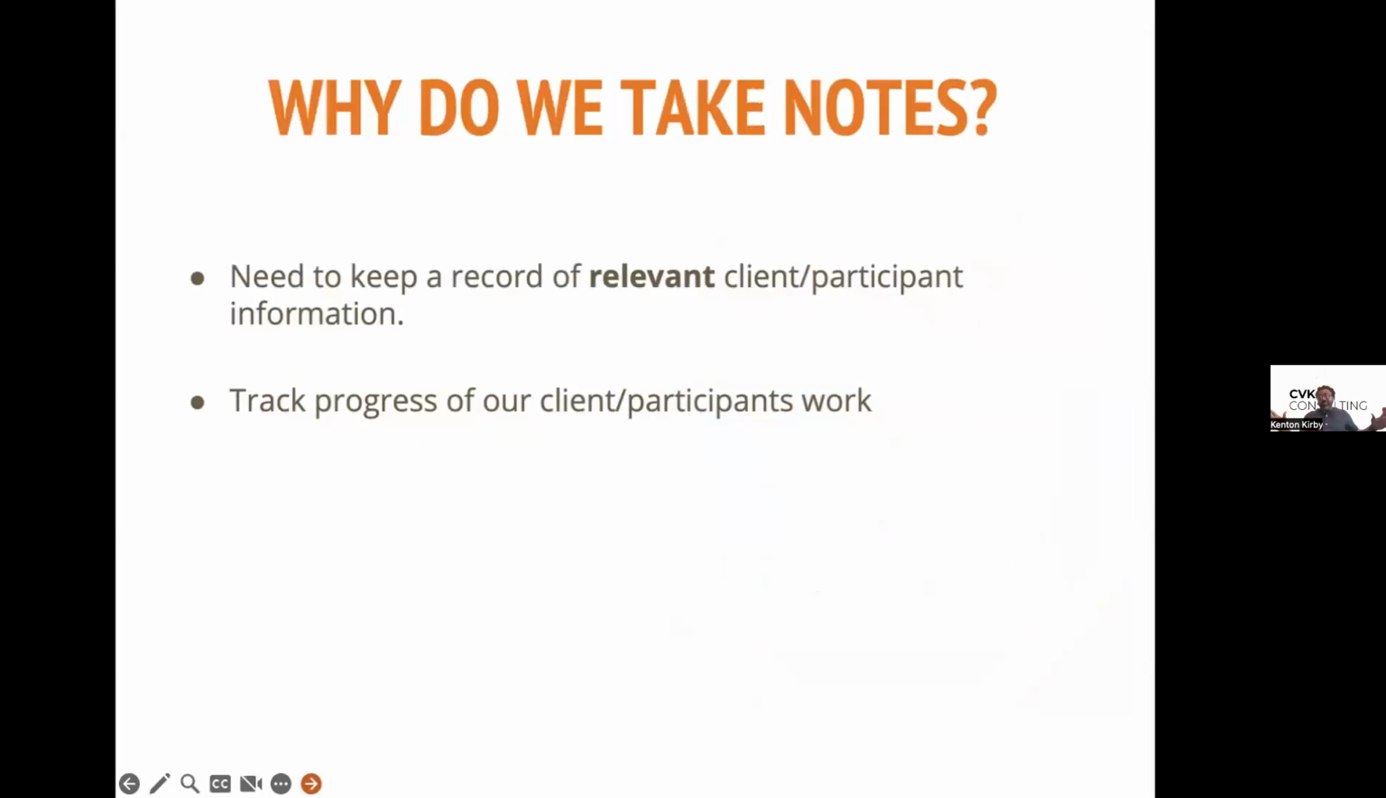So real quick, why do we take notes? Over the years, I've worked in city agencies, small nonprofits, and large nonprofits. I've been told so many reasons why we take notes. In short, we need to keep a record of relevant client participant information, and we also track the progress of our work. If we don't write down important and relevant information, we run the risk of not meeting the needs of our program participants. We need it to do our work as effective advocates.